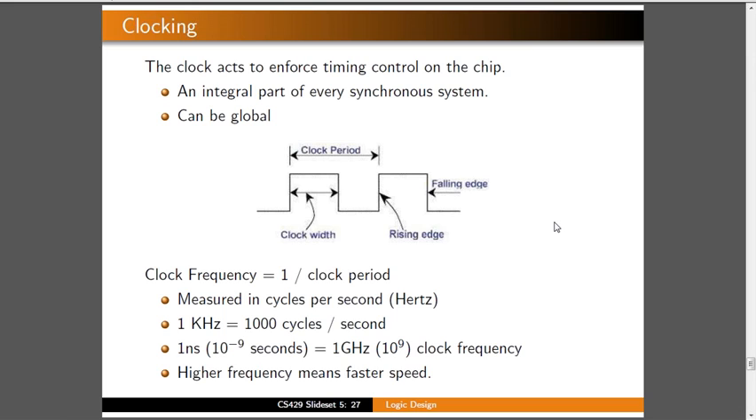Then the next point says higher frequency means faster speed. As you know, if there is a higher frequency, that means a faster speed, and that is provided by the clock that is used in combinational circuits or logical design.